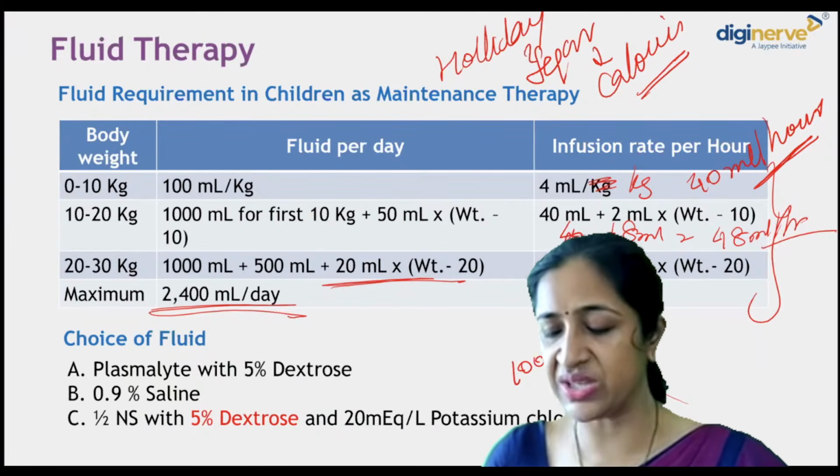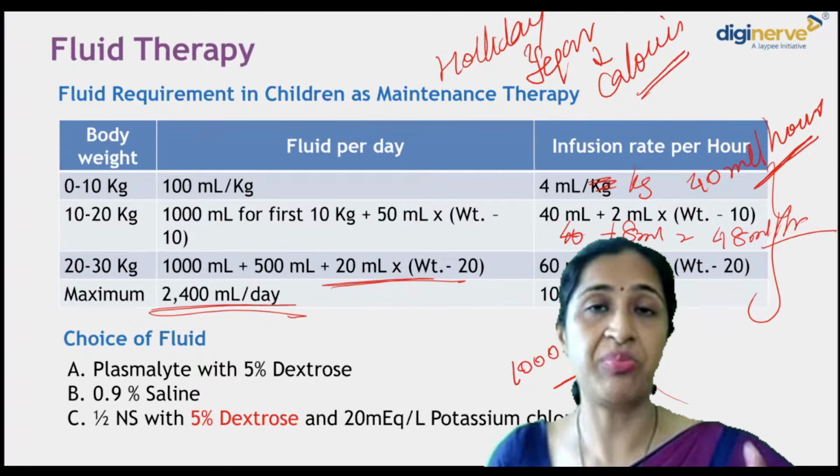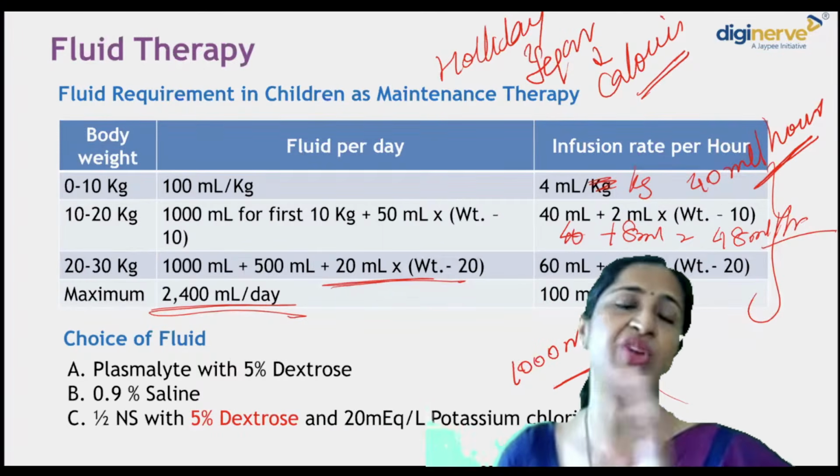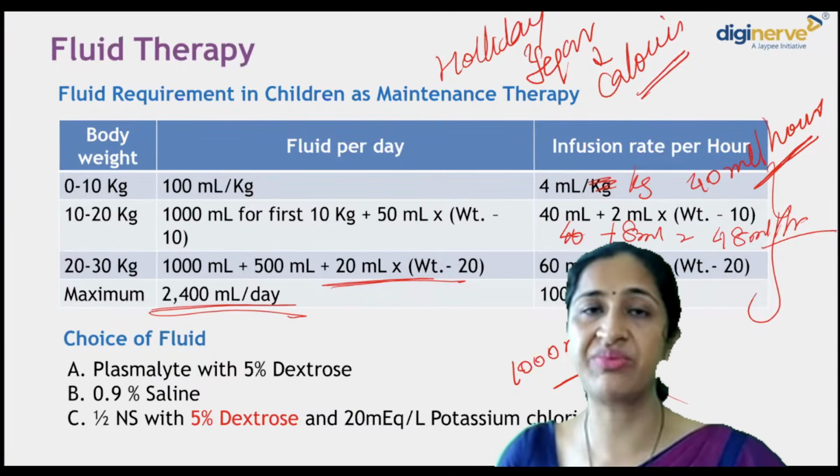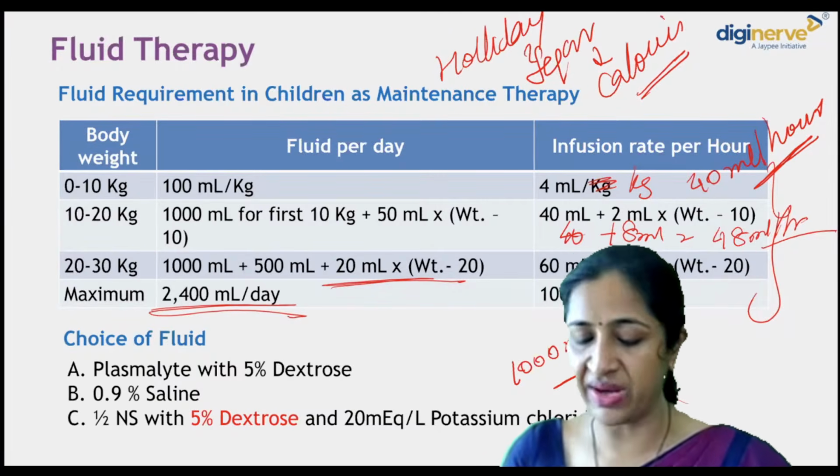And for 20 to 30 kg, 60 ml plus 1 ml per kg for every kg of weight above 20. And effectively, the maximum we are looking at is 100 ml per hour.